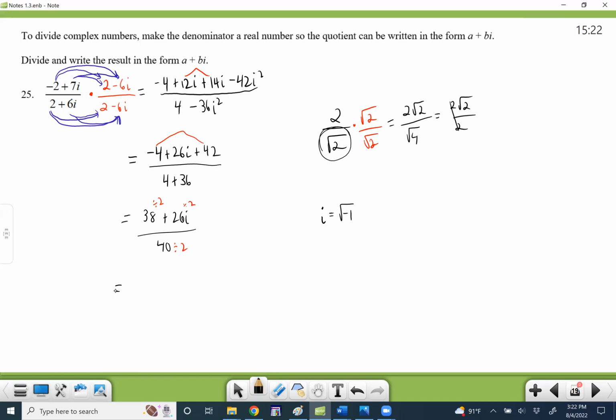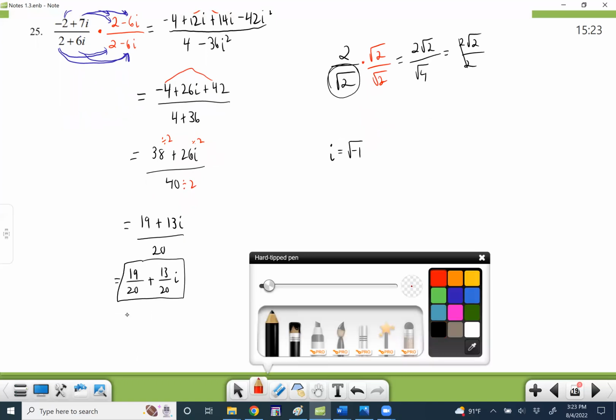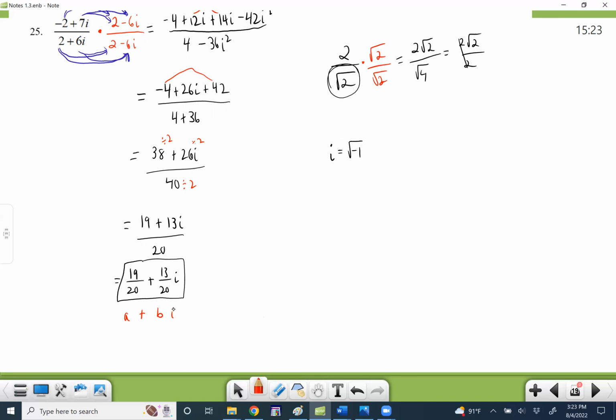Divide everybody by 2. Let's see, 38 divided by 2. I think that's 19. 26 divided by 2 is 13. Gotta do that, guys. If you don't reduce, mark it off on Connect Math. So I'm going to split the fraction, and the only reason why I'm doing this next step is because the directions say write in a plus bi form. So you got to make sure that i is off to the side and that it's last. Okay. So this is going to be 19 over 20. That's the a. And 13 over 20 is the b. And you've got your i back in there.